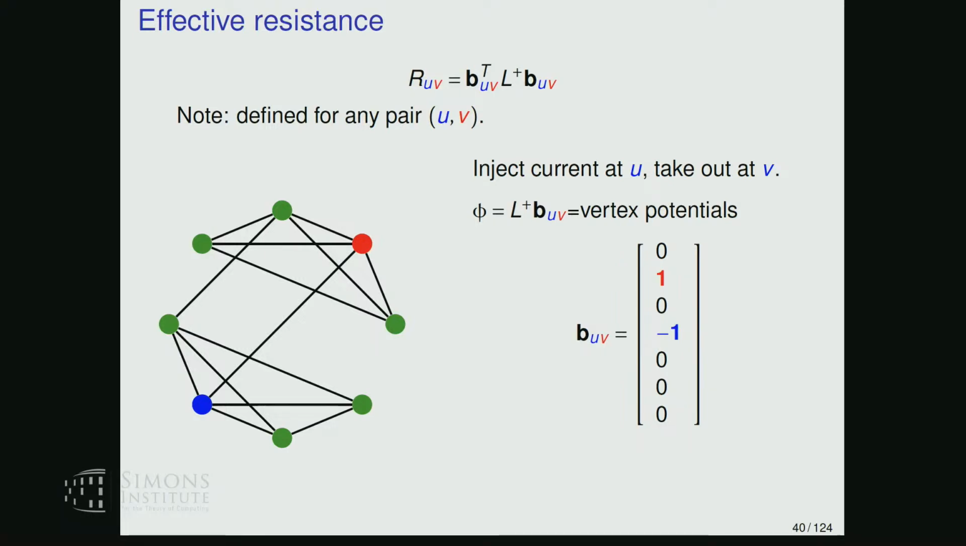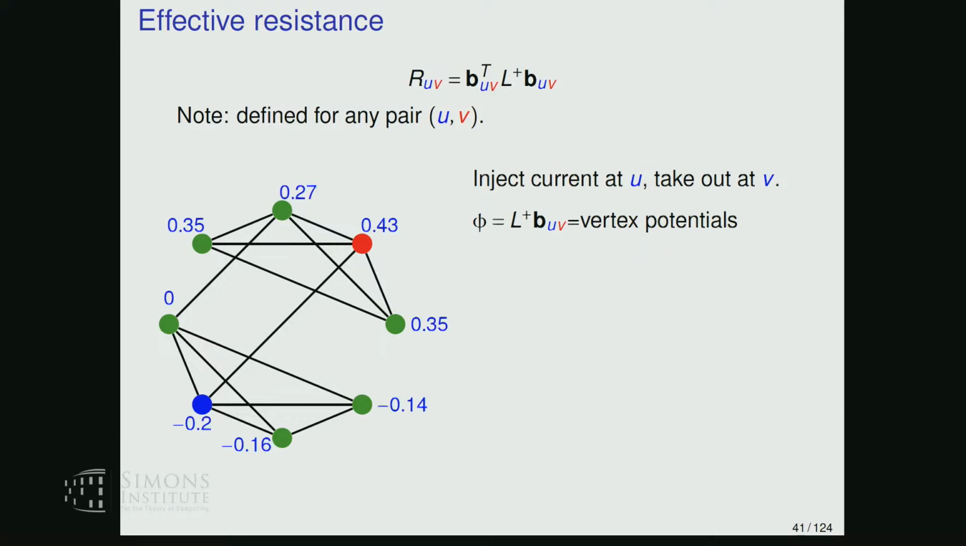L inverse times BUV gives us the vertex potentials, the voltages on the vertices that will result in flow with demands BUV. Demand BUV, remember, is just -1 at U and +1 at V. That's exactly the experiment of taking out 1 unit at V and injecting it at U. So these are the voltages, and this BUV transpose just measures the difference across U and V. Okay, fine, that's what resistances are. Here's a picture that goes along with this. Let's say here's an edge of pretty high effective resistance, and here are some voltages. I was sending a unit of current from here to here.